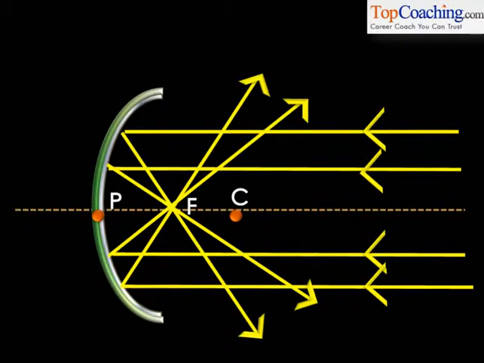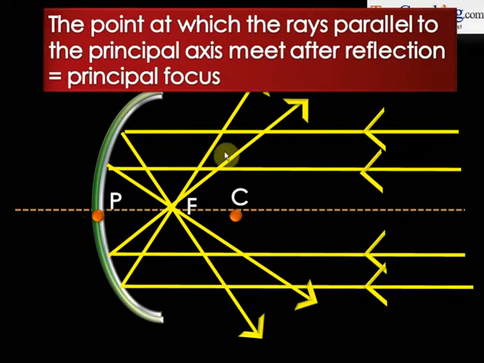After all, there are so many rays coming from the sun, and when all of them combine after reflection at one single point, the paper catches fire. So this point where rays after reflection meet when they are parallel to the principal axis is called the focus of the concave mirror. The focus is sometimes also called the principal focus of the concave mirror. Understood? So it is a very special point.